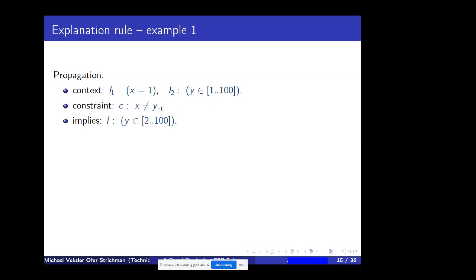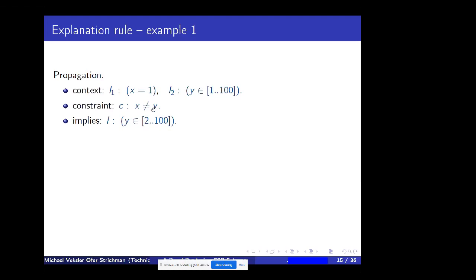And we have the constraint x different than y. And these three things together imply that y has to go down by 1 in its domain. So the value 1 is no longer a valid value for y, right? I think it's not that hard to see, because if x is equal to 1 and y has to be different than x, then clearly y cannot be equal to 1. Therefore, y is equal to 2 to 100.